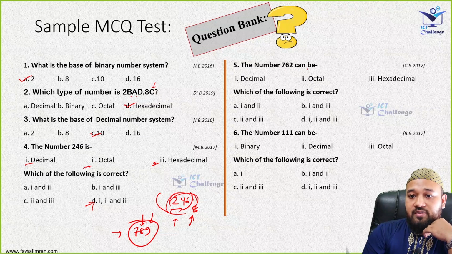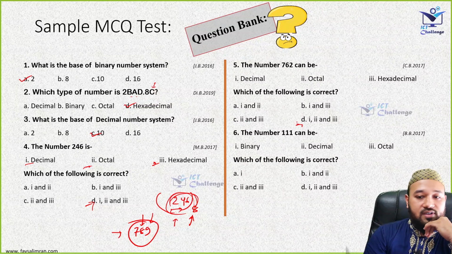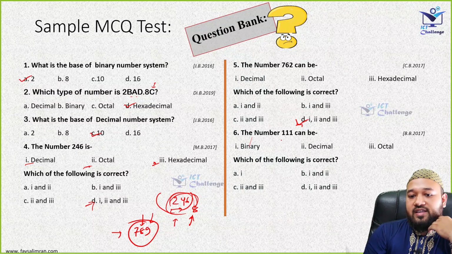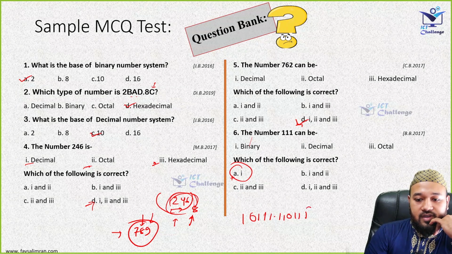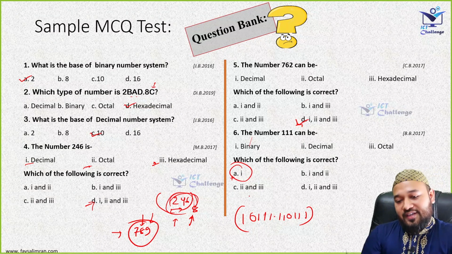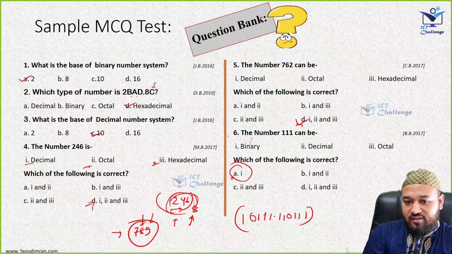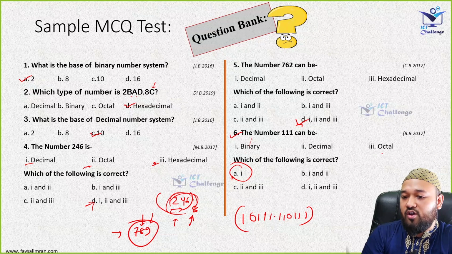Number 5, the number 762 can be? Decimal, octal. Exactly, all of them. Okay. The number 111 can be binary, decimal, octal. All of them. Sure. If I write 111, what is the number system? Binary? Sure. At first I have to know the answer. It is all of them, because 111 can be binary, decimal and octal. All of them contain 1.